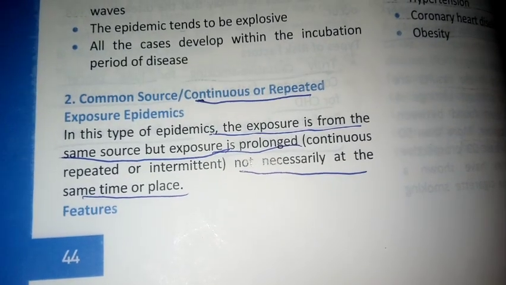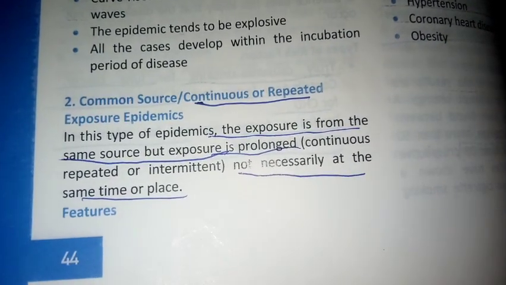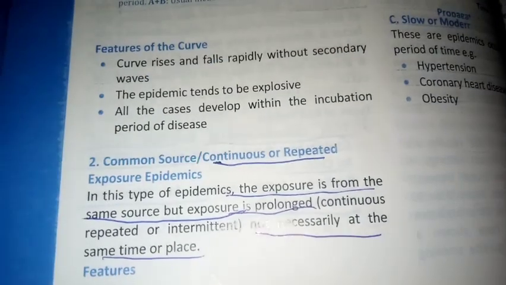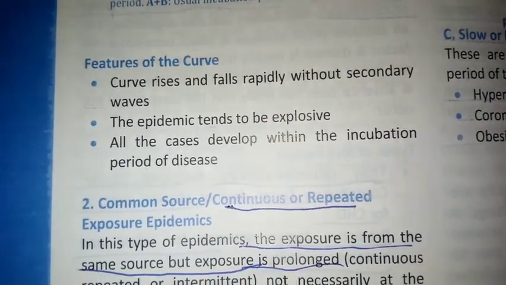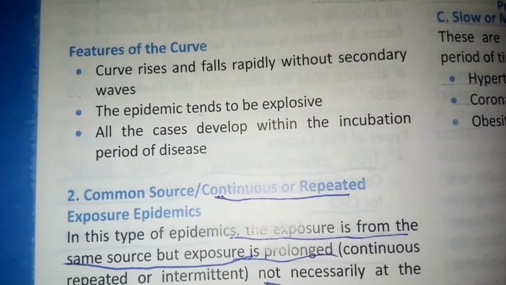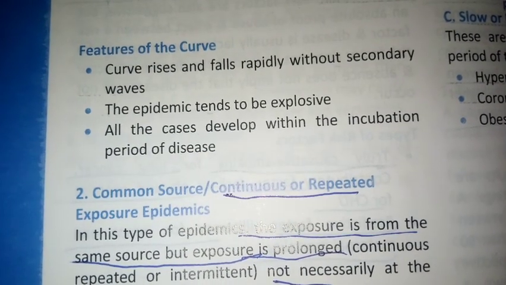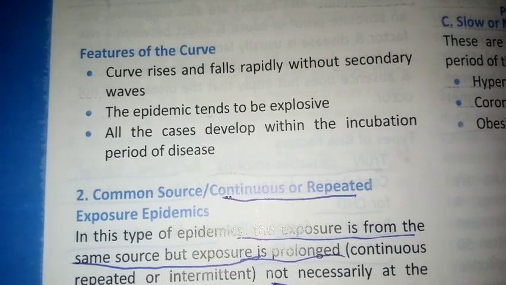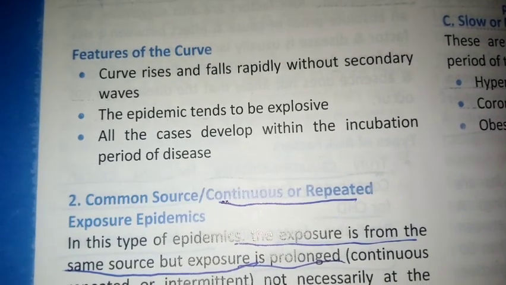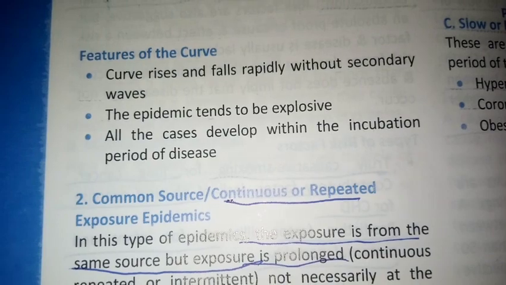Let's start the video. The common source epidemics. First of all, we'll talk about the features of the curve. Curves rise and fall rapidly without secondary waves. The second one is that the epidemic tends to be explosive, and the third one is that all the cases develop within the incubation period of the disease.